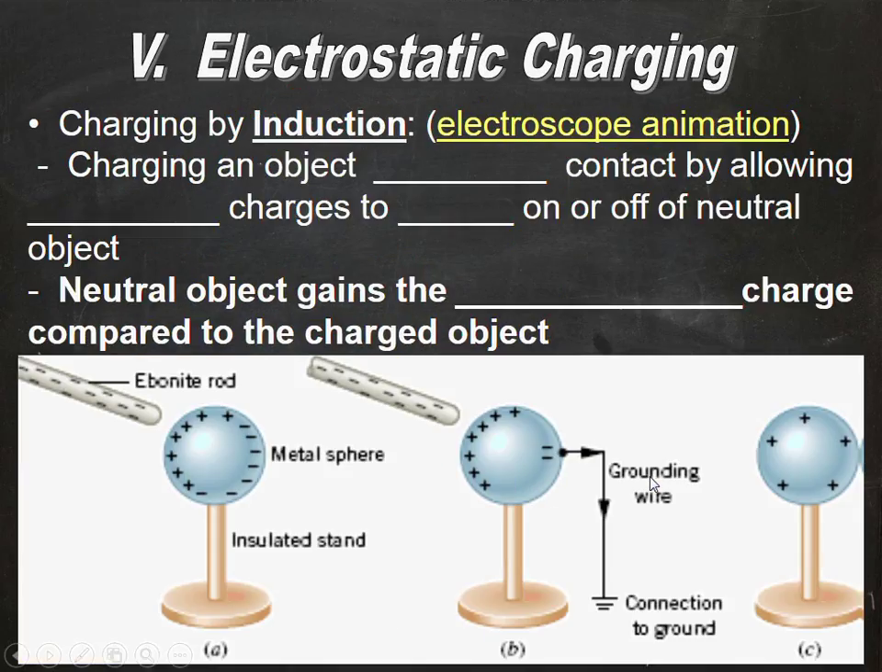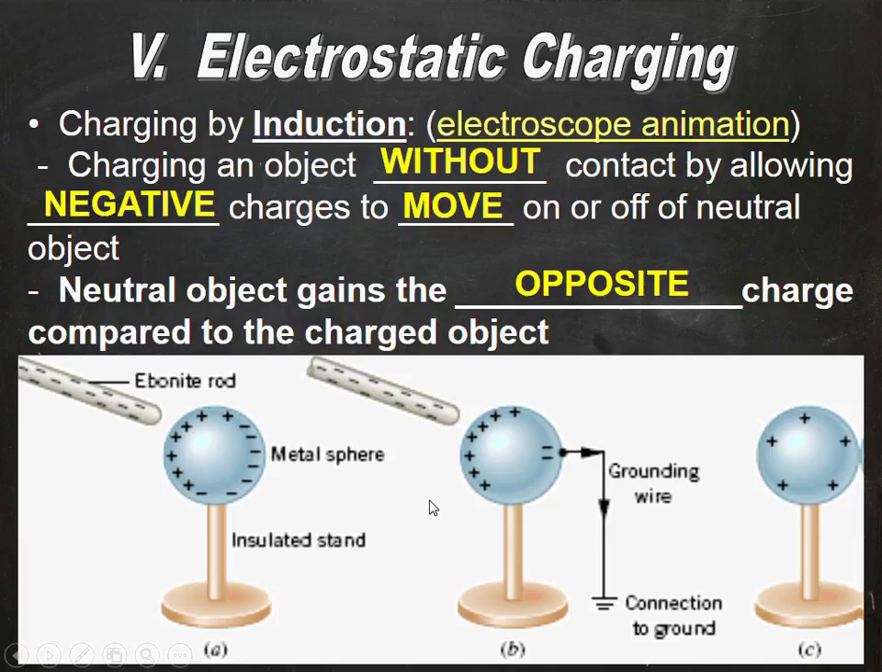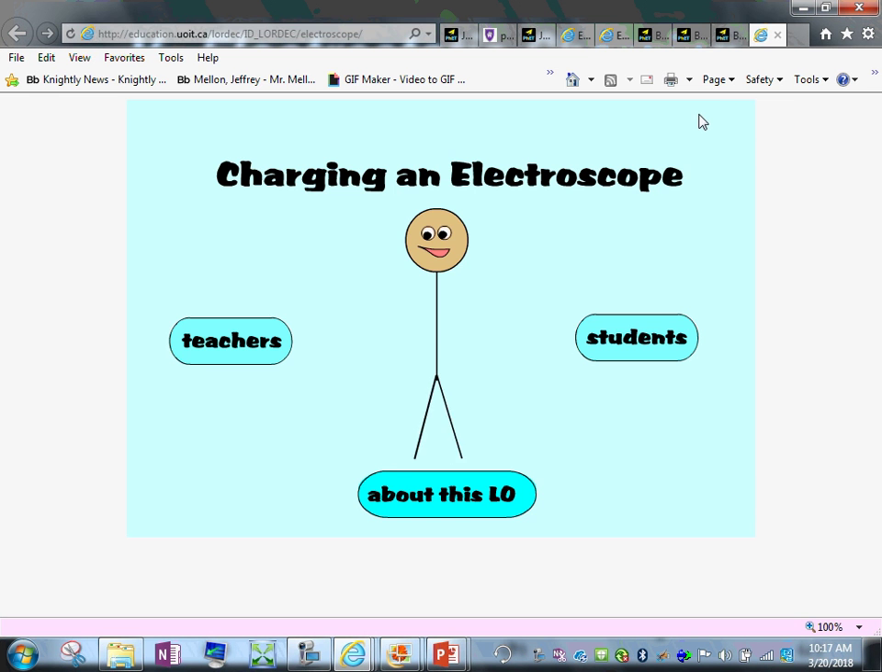The second way of charging an object is through induction. And this is charging an object without contact by allowing the negative charges to move either on or off a neutral object. It's a little bit trickier to visualize what's going on here. The other thing to keep in mind is that the neutral object gains the opposite charge compared to the charged object that was used. Before I break down this picture here, let me show you a little animation that shows how the charge is moving.